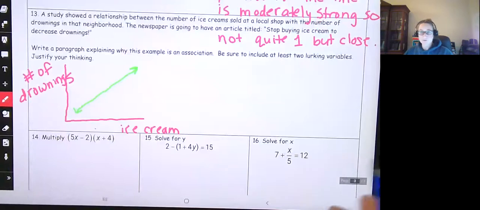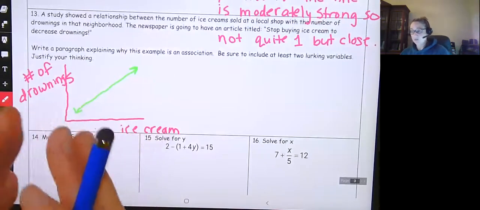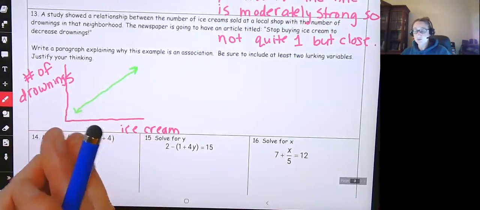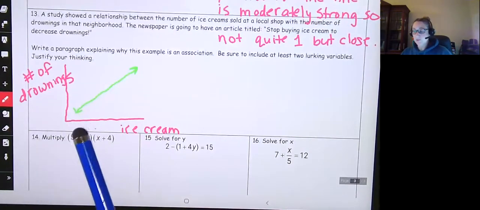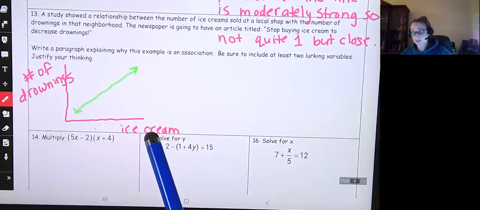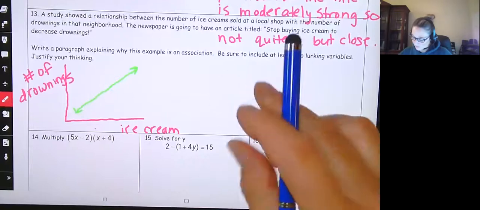And so some lurking variables could be the weather. If it's cold, you have less people buying ice cream. You also have less people in a pool swimming or at the beach, so there's going to be less drownings. When the weather's getting hotter, you have more people buying ice cream, and more people in the pool or at the beach. And that might lead to possible drownings. Again, I'm going to leave that to you to write.